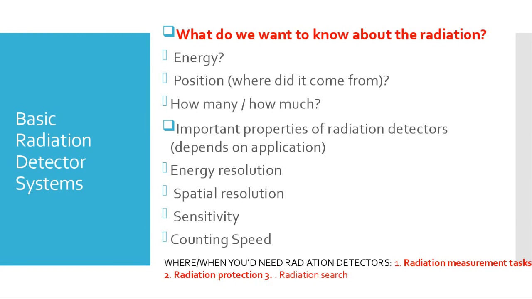So this is the major difference between a detector and a dosimeter. A detector is just to detect the presence of radiation. A dosimeter quantifies the energy, the amount of radiation, position, and how much and how many. If we are interested in details, it is a dosimeter and a spectrometer. If we just would like to check the presence of radiation, this is a very simple approach for radiation detection. For the radiation dosimeter, we speak about energy resolution, spatial resolution, sensitivity, and counting speed. In general, we care about radiation management, measurement tasks, radiation protection, and radiation search. Radiation search is just like a Geiger-Müller counter, just to detect the presence of ionizing radiation in a specific area in the lab or in other places.